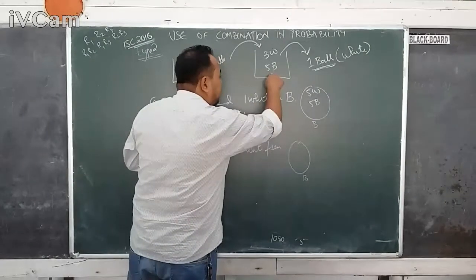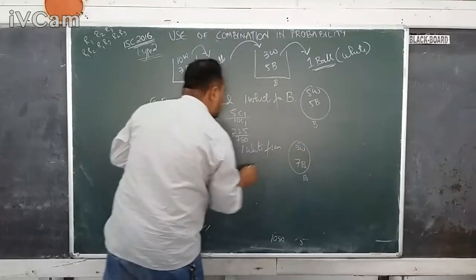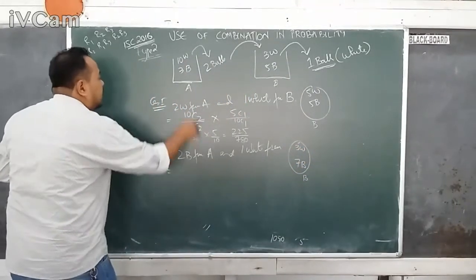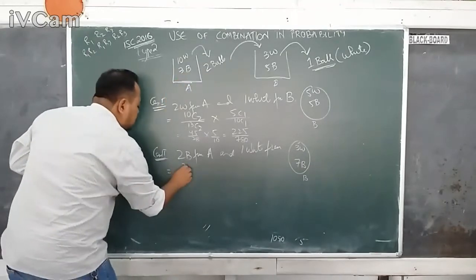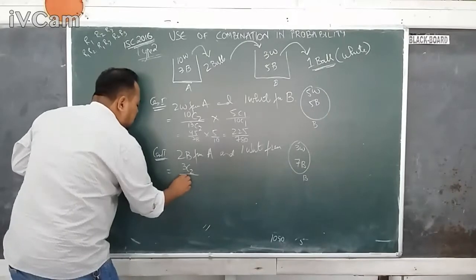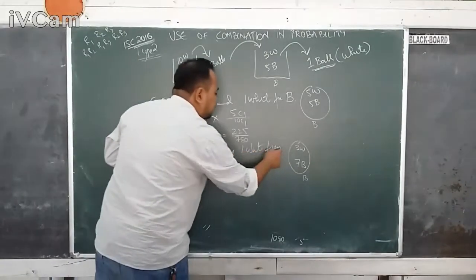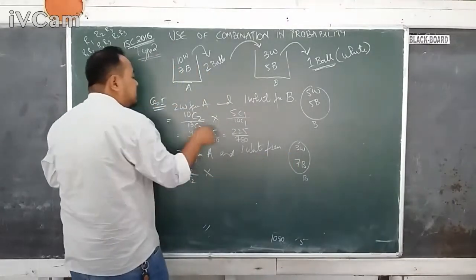So how many blacks are there? 5. Now this becomes 7. 7 black and 3 white. So 2 black from A. How many blacks were there? 3. So this is going to be 3C2. 3C2 divided by total is 13C2 into 1 white from B, the new B, because the composition has changed.